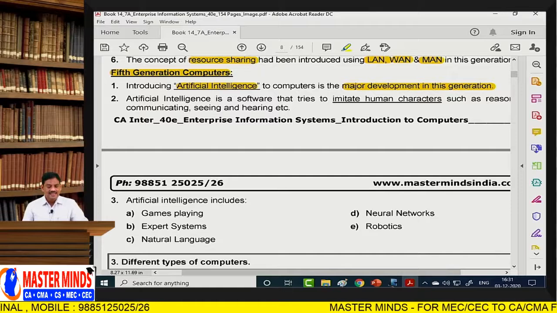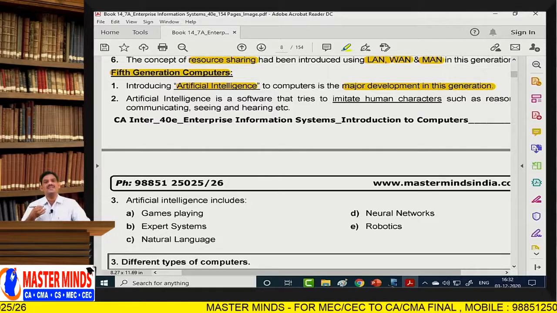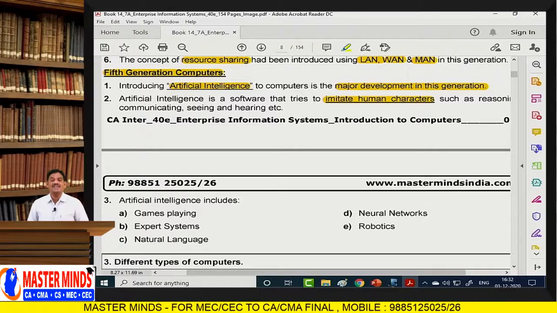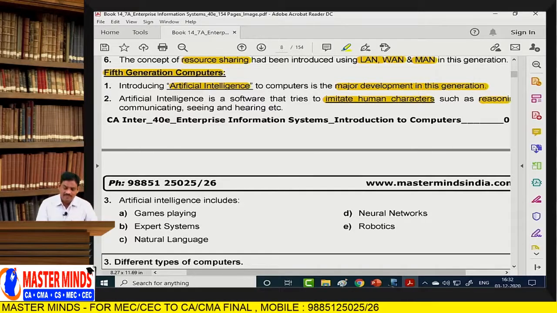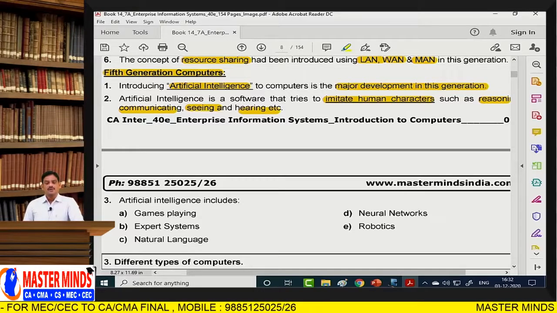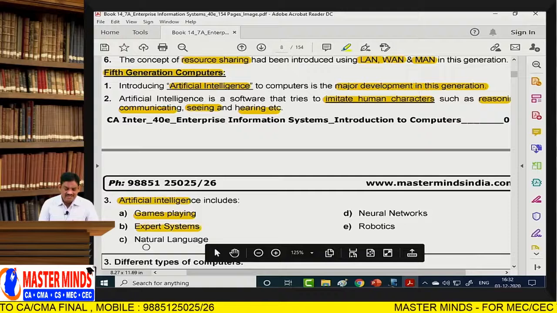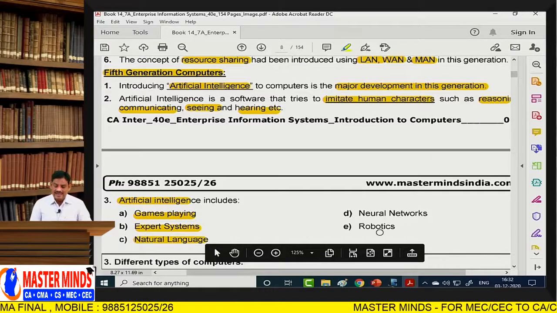Artificial intelligence is a computer software or a science. It always tries to imitate human behavior, human characteristics such as reasoning, communicating, seeing, hearing, and so forth. Artificial intelligence includes game playing, expert systems, neural networking, natural language, robotics, and so forth.